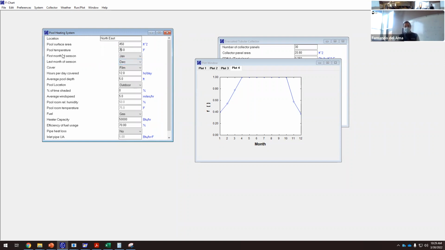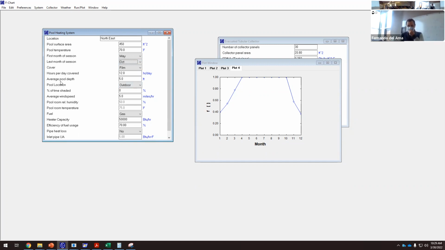Okay. First month of the season, we don't want this heat to be in the swimming pool in January. So we can do that from, look at this. We start having problems in May until October. So let's say that the first month is May and the last month is October, because we have this graphic here. From May to October, we have risks of overheating.